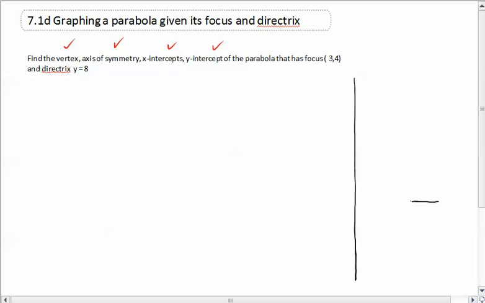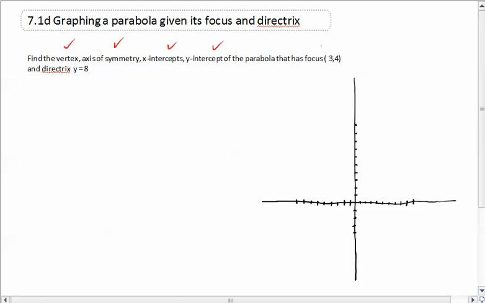I am going to go ahead and start by putting the information on a coordinate plane, right? So I'm going to bring the x-axis down a little bit, because I see that the directrix is at 8. So let me give myself some tick marks. Okay, so let's take a look at putting the focus on there.